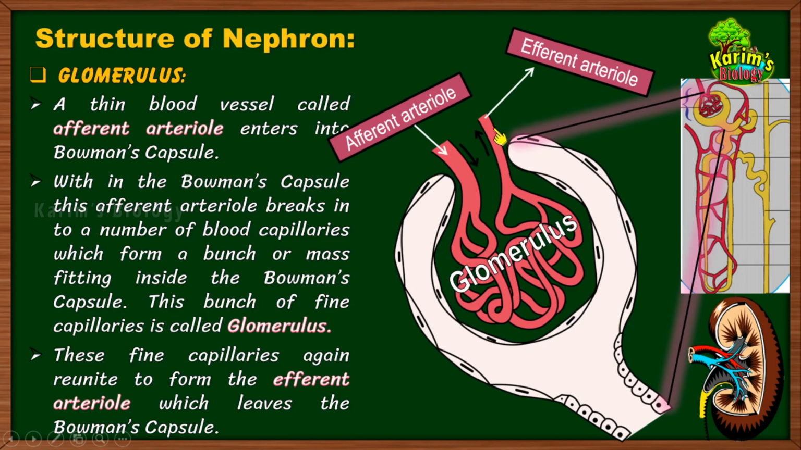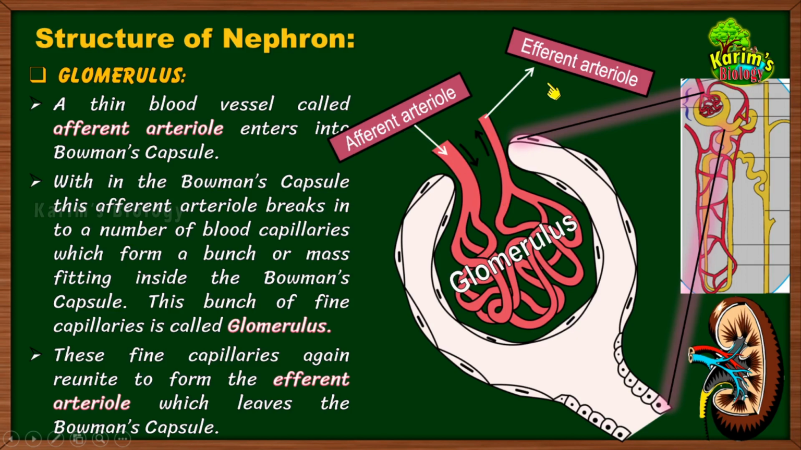Okay, so the arteriole that is leaving the Bowman's capsule is called efferent arteriole. Okay, so efferent arteriole leaves the Bowman's capsule. So which arteriole enters into Bowman's capsule? Afferent arteriole enters into Bowman's capsule, and efferent arteriole leaves the Bowman's capsule.